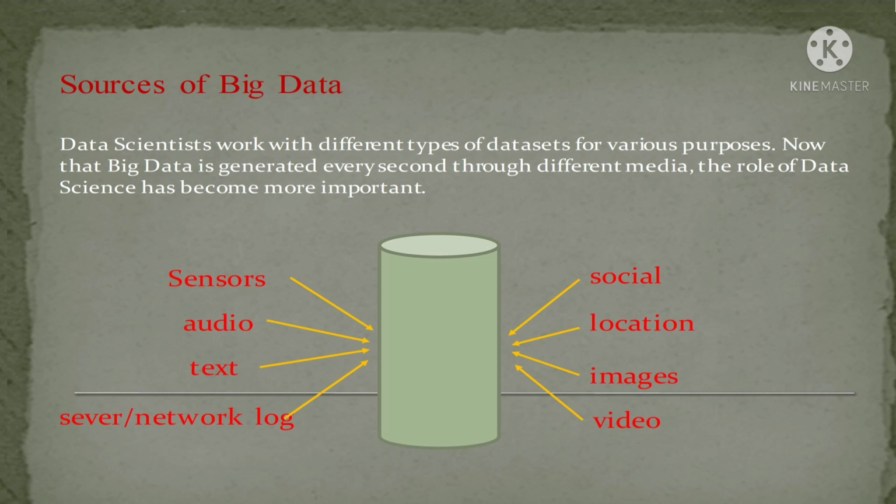And location: suppose you want to find the location of an object, it also creates big data with the help of GPS. The images we have taken through cameras and mobiles also create big data. Videos also create big data. These are the sources. The sources will create the big data.